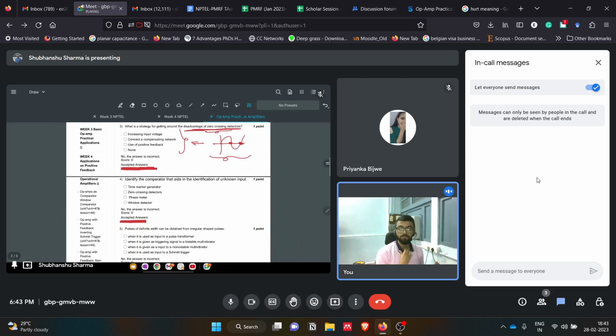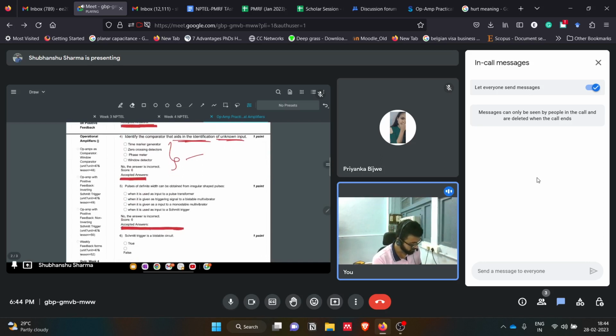Then the fourth question: identify the comparator that aids in the identification of the unknown input. They are saying the input is unknown, that they don't know the input, and which of these comparators aids the identification of this? This also we saw in the lectures. These all are easy questions.